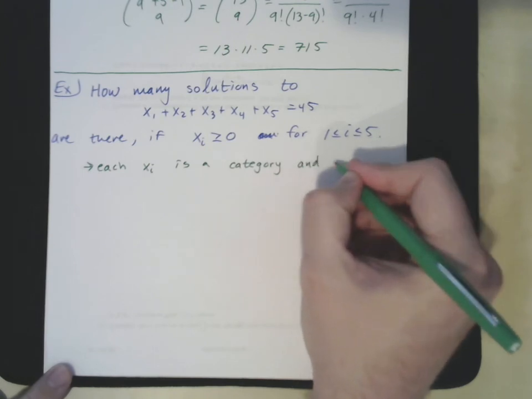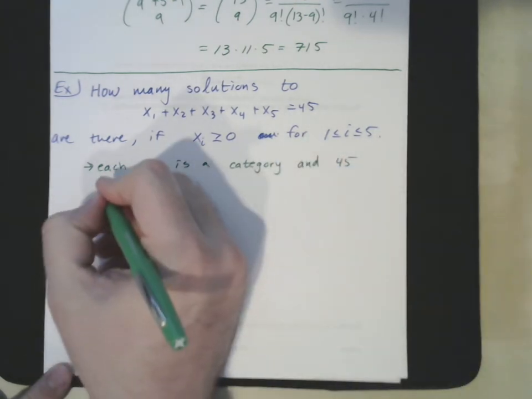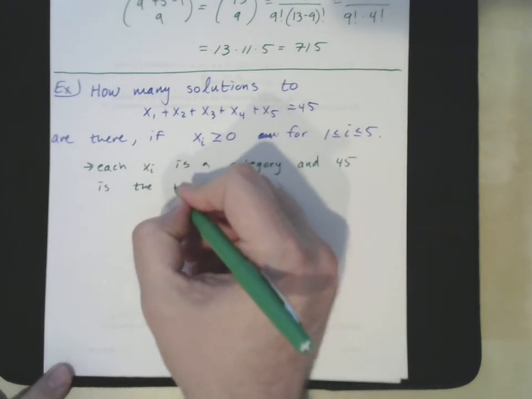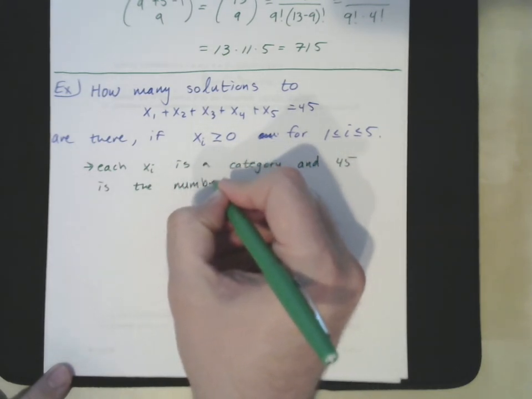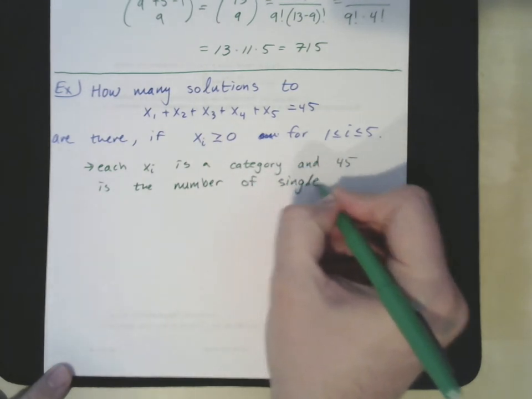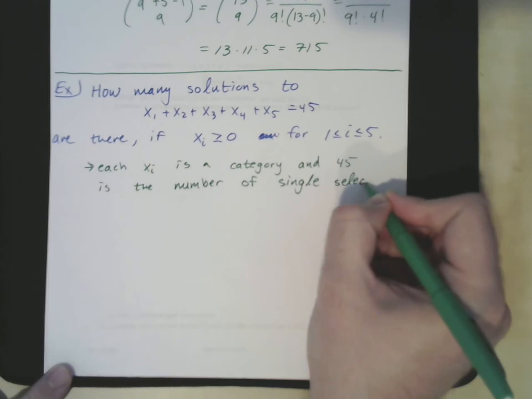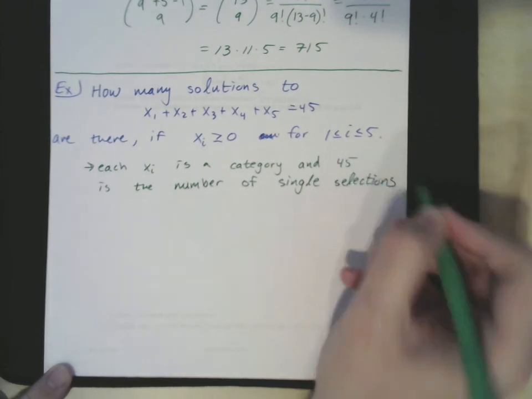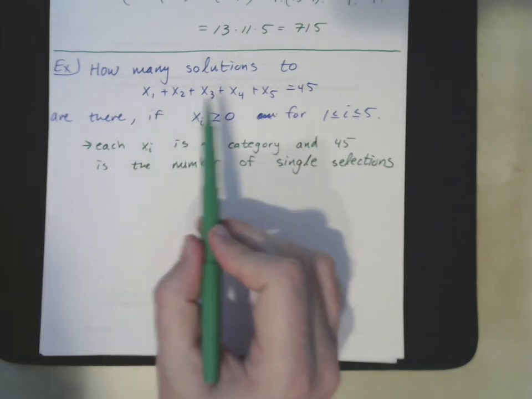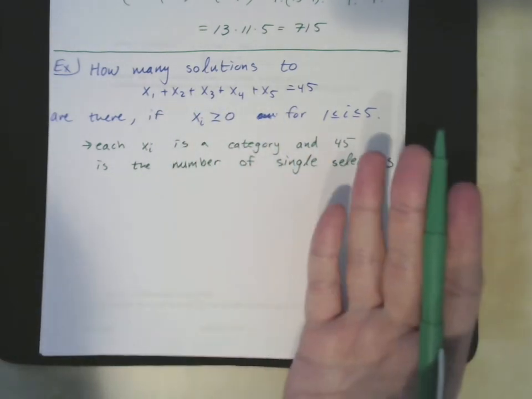And 45 is the number of single selections. Number of single selections. Because we're adding, you can think of each of these values, whatever they may be, as tally marks.